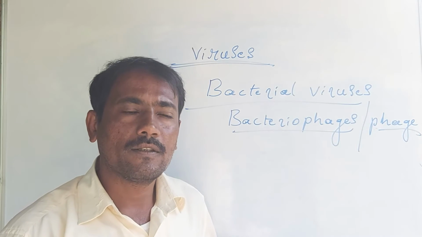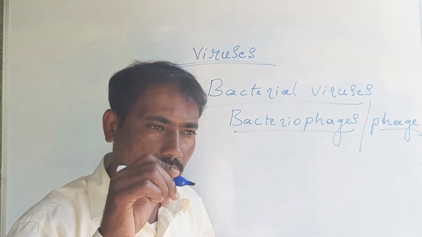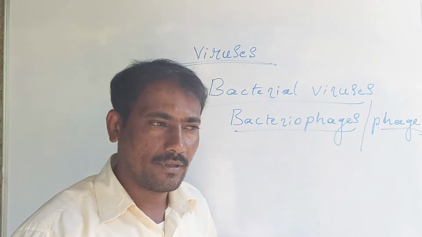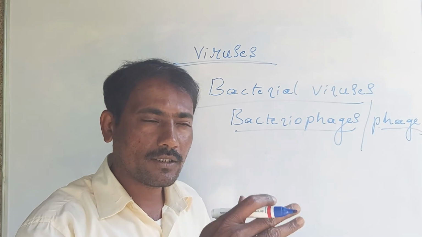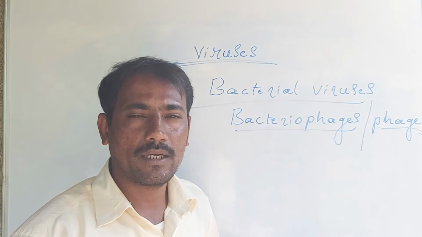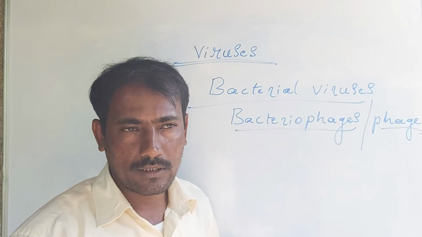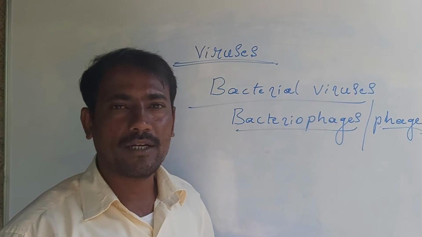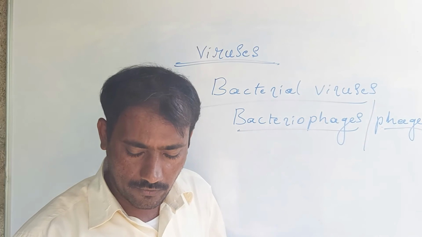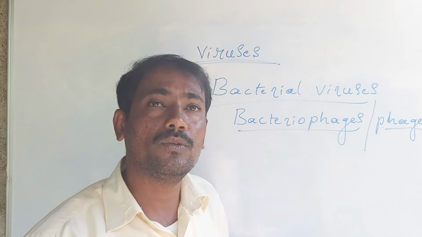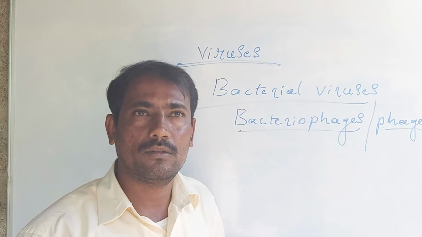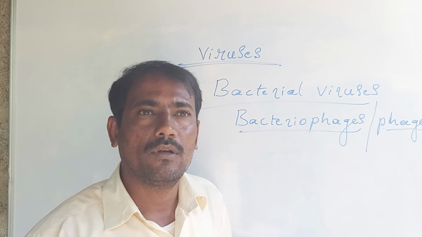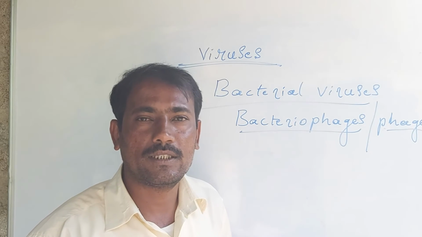We studied earlier that virus particles infect bacteria, multiply inside them, and release out with the destruction of the bacterial cell wall. Such virus particles are termed bacterial viruses or bacteriophages. So these bacteriophages show two different types of life cycle mechanism in their life cycle: the lytic cycle and the lysogenic cycle.